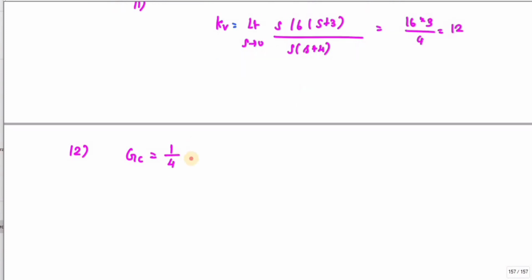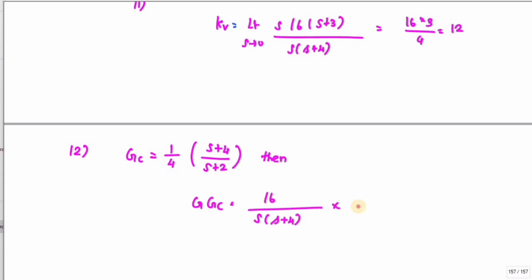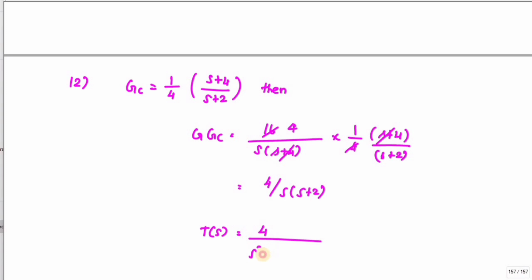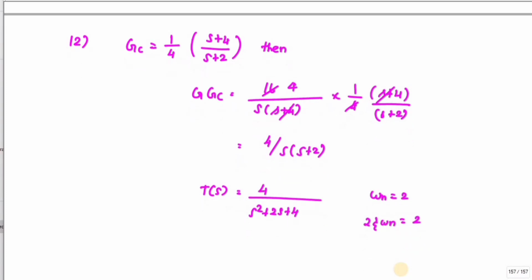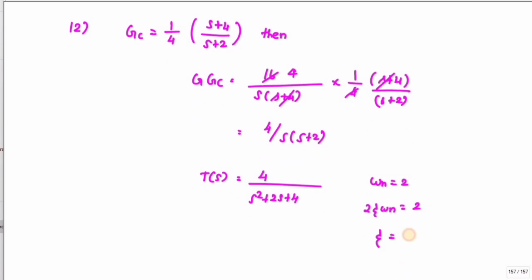Next, if GC is equal to 1 by 4 into (s plus 4) divided by (s plus 2), then G into GC is equal to 16 divided by s into (s plus 4) into 1 divided by 4 into (s plus 4) divided by (s plus 2). So s plus 4 and s plus 4 get cancelled, and 4 and 16 get cancelled out. So I will get 4 divided by s into (s plus 2). So T of S is equal to 4 divided by s square plus 2s plus 4. So omega n square is equal to 4. So omega n is 2, and 2 epsilon omega n is equal to 2.